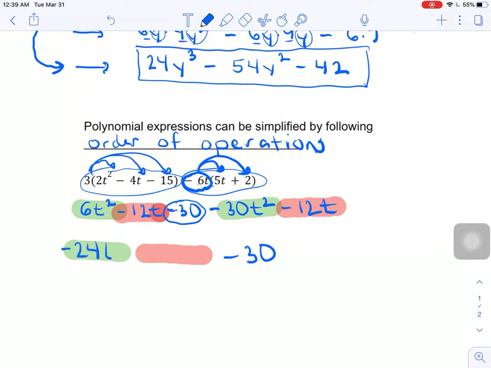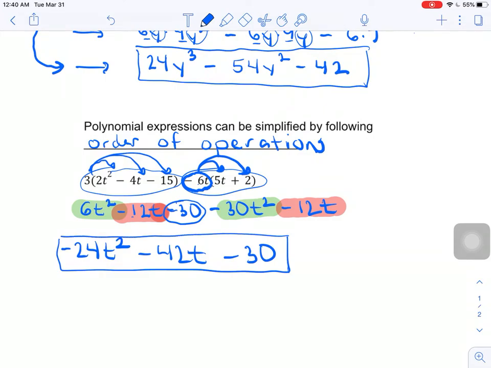So that's going to be negative 24t squared. And notice that I put the thing with the highest degree first because we're also trying to write this in standard form so that our answer is all nicely formatted. So minus 12t and minus 30t, you can think of those both as negatives. So negative 12 and negative 30. So that works out to negative 42. So minus 42t. We've got everything put together. So that is our final answer right there. Negative 24t squared minus 42t minus 30.